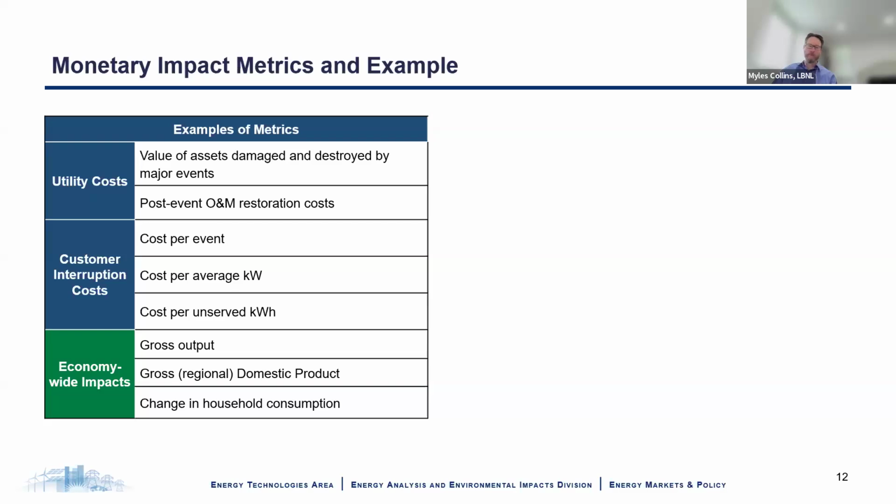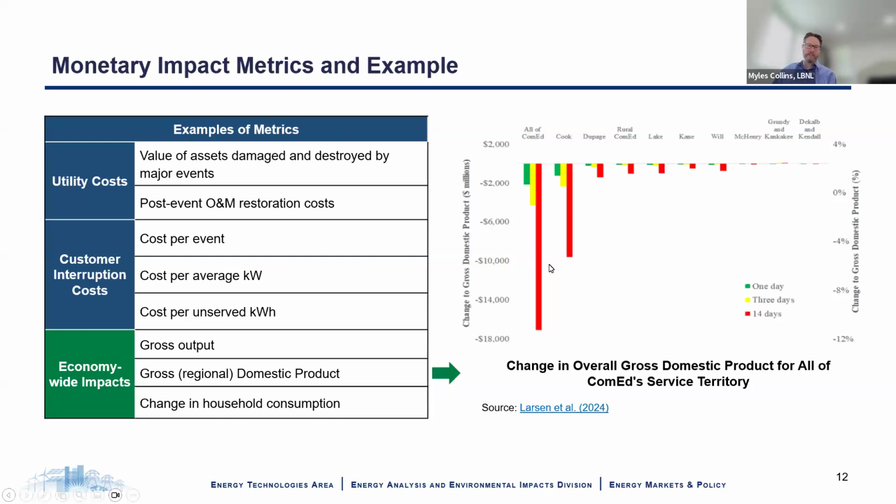So if you click forward on the slide, a bar chart should appear here on the right, and this shows in ComEd service territory changes to gross domestic product for interruptions lasting 1 day, which is in green, so the shorter bars, 3 days, which is in yellow, and then a 14-day outage in red. Next slide, please.